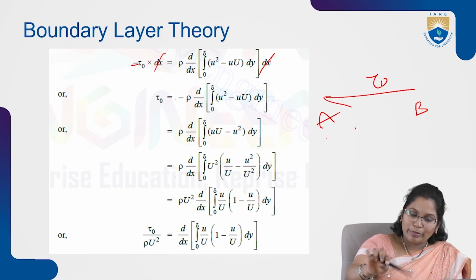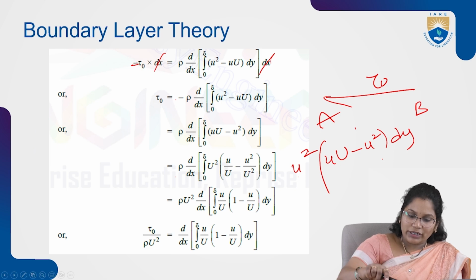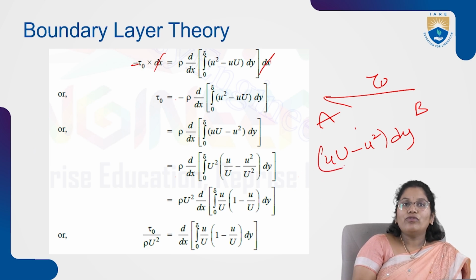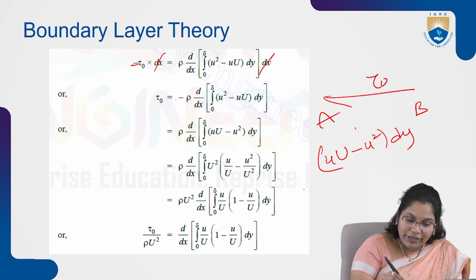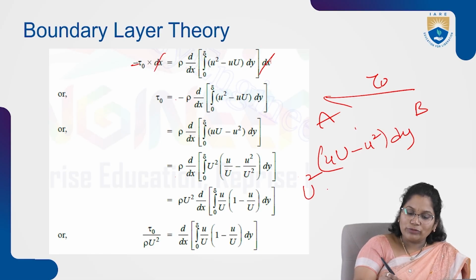So your equation will become u square common, capital U minus u square into dy. This is what your equation is without this 4u minus u square into dy, right? So here I am taking complete u square to get in terms of u by capital U, right?